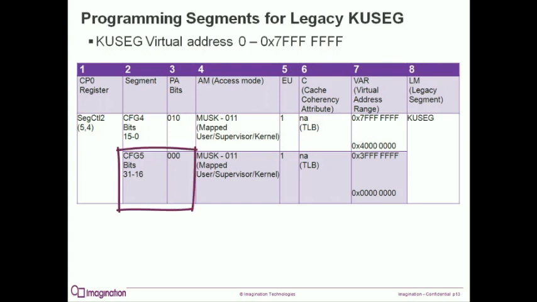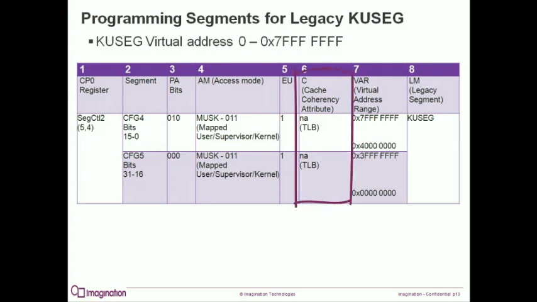Segment CFG5 sets PA to 0, causing the mapping of the segment to start at physical address 0. This will cover the first gigabyte of physical memory. Segment CFG4 sets the PA to 010. This will map the segment to the second lowest gigabyte of physical memory. The C field, the cache coherency attribute, does not apply to this segment because it is mapped through the TLB.